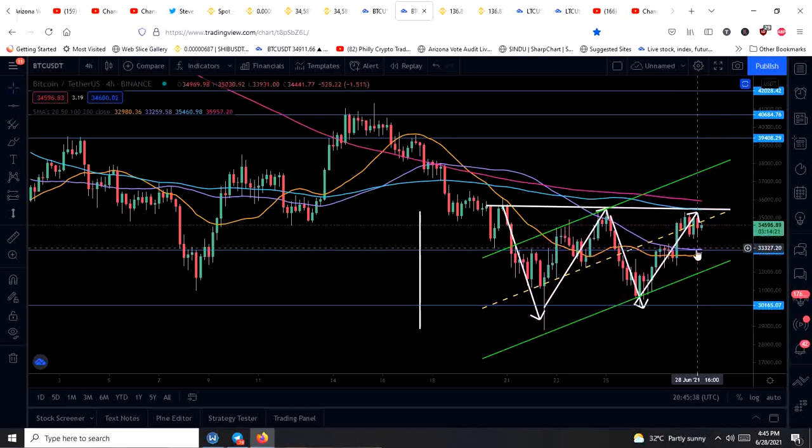So if we get some kind of pullback, we're going to be looking to see if we can hold in this 33, anywhere from really 33 to 33.5, okay? This is what we look at for some possible support.